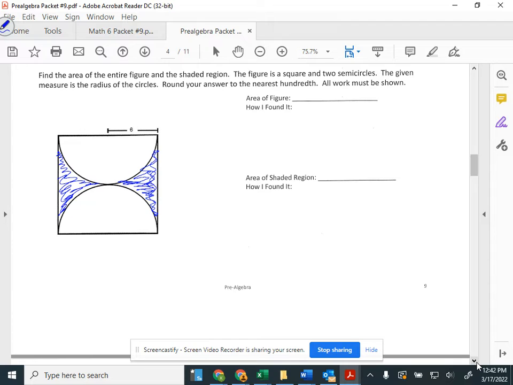So what's the first thing we want to do, Paul? We find the area of the figure. Our figure is a square. How do you find the area of a square? Length times width. Do we know our length or width? I know my radius is a 6. Since the radius is 6 and it's on the edge.